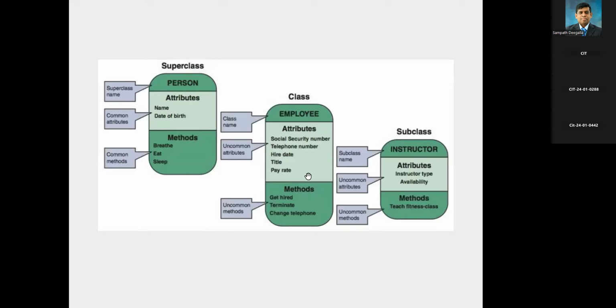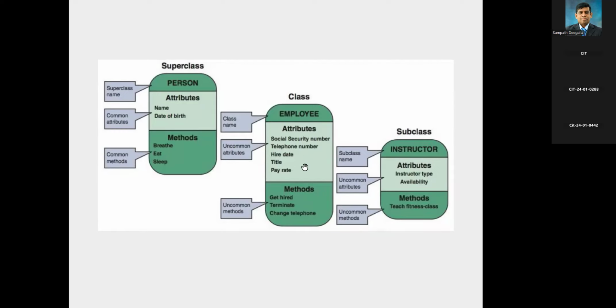And whatever the methods are common for everyone could be put here, like breathe and eat and sleep. We can think they are common for all the persons. Whereas the very specific ones, you can retain in the class itself. So you can notice social security number, telephone number, hire date, title, pay rate, and it will be in the employee class. Right, and then the methods.